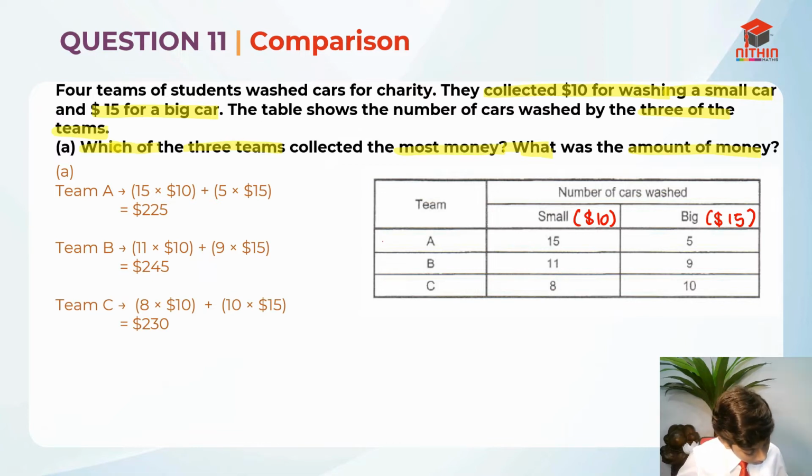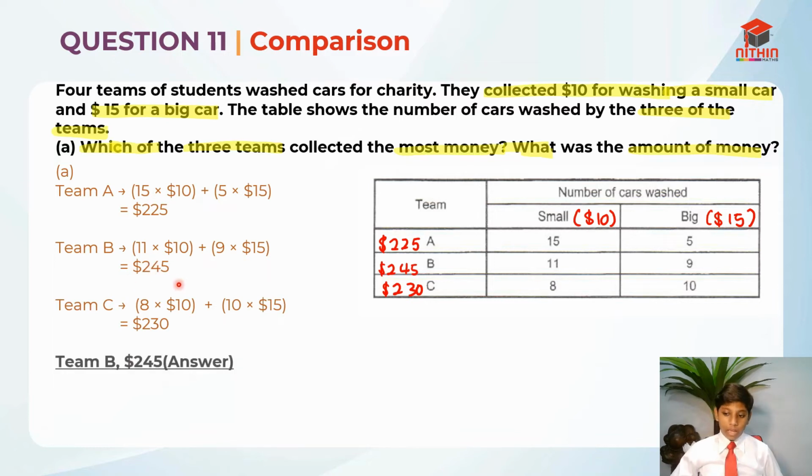Now we just need to compare which is the biggest number. For team A, 225, for team B, 245, for team C, 230. So we know that team B has the most money. Team B is more than team C and more than team A. So team B collected the most amount of money. So the answer is team B, and the amount of money is $245.